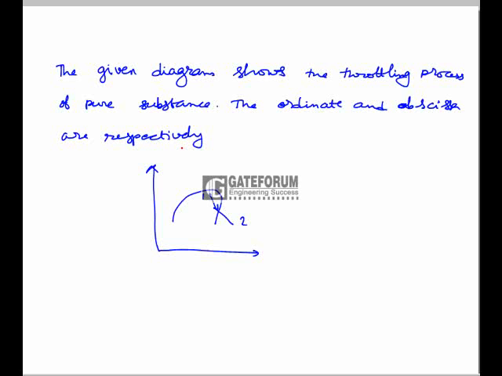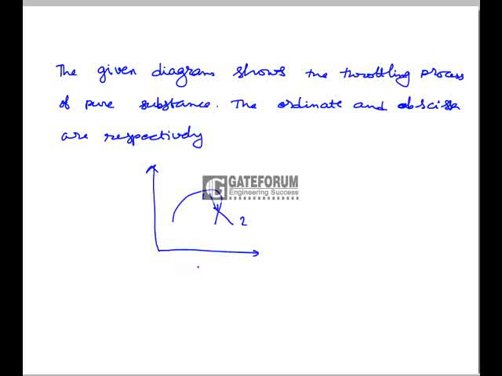The given diagram shows the throttling process of a pure substance, with the ordinate and abscissa respectively. Here in the given process, it is not constant along the x-axis or y-axis, but it varies on both coordinates. We know that the throttling process is nothing but a constant enthalpy process, so enthalpy cannot be the abscissa for this diagram.